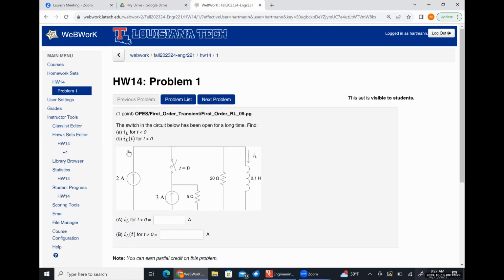All right. So for this particular problem, I would argue that this is going to be a total response problem, because even though the switch is doing something, that 2 amp source on the left is always connected, right? So regardless of whether that switch is opening or closing, the 2 amp source is always going to influence the behavior of the inductor on the right-hand side of the circuit. So this is a total response problem.